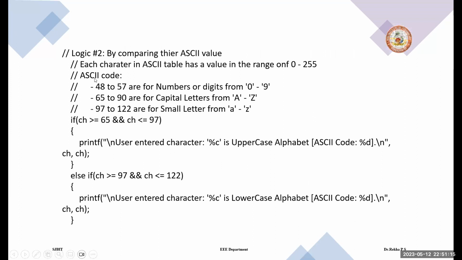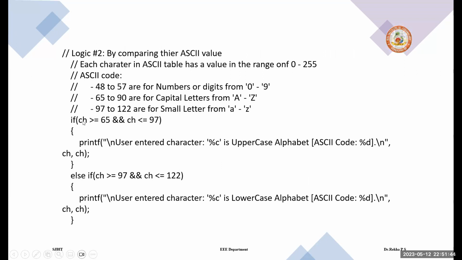We know that each character in the ASCII table has a value in the range of 0 to 255. So 48 to 57 means numbers or digits from 0 to 9. 65 to 90 means capital letters from A to Z. 97 to 122 means small letters from a to z. Now, let us start with the program.